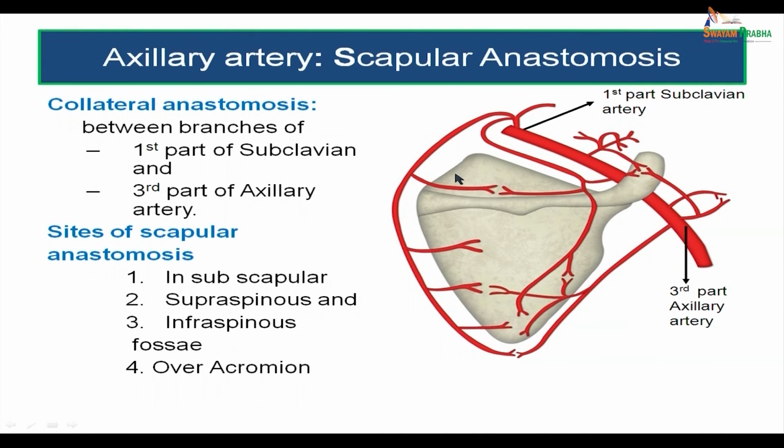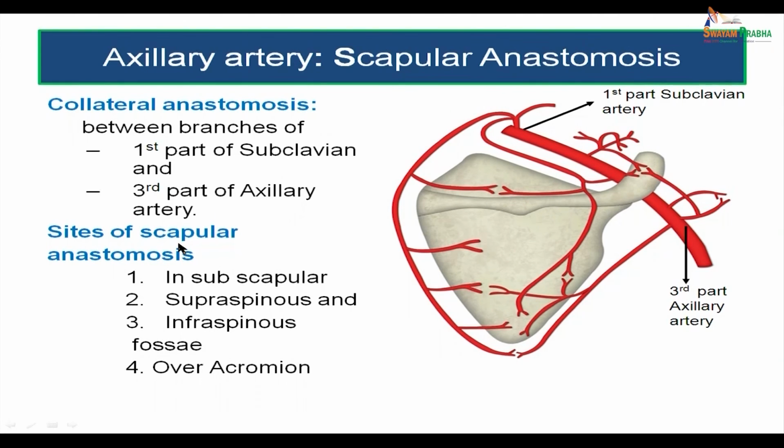Now, we talk about the scapular anastomosis. What is this anastomosis? It is a collateral anastomosis between the branches of the first part of the subclavian artery and branches of the third part of the axillary artery. This ensures that the blood supply continues to the limb in case there is any eventuality involving the blood vessel.